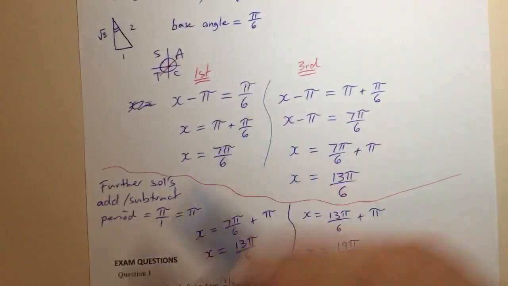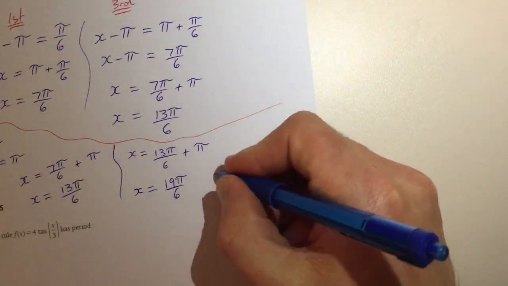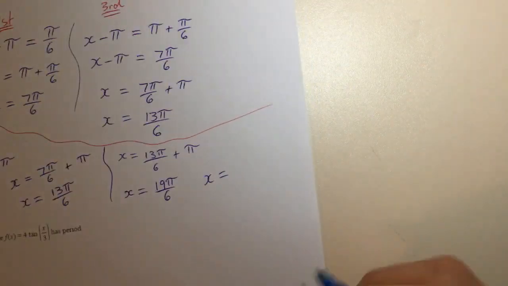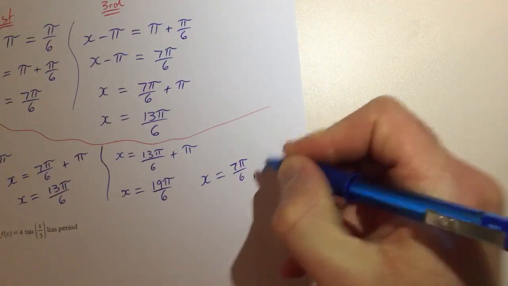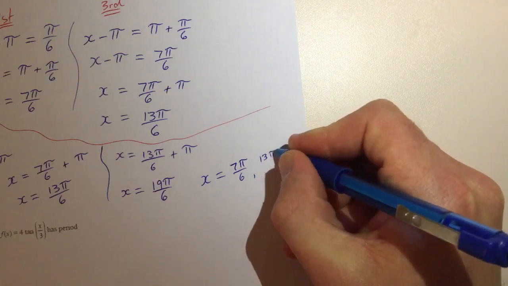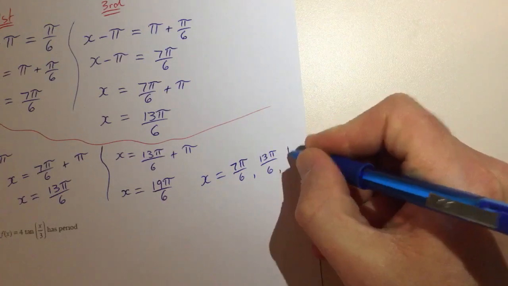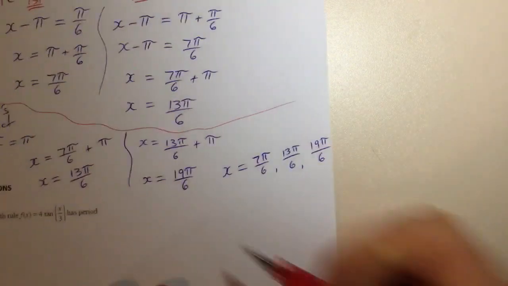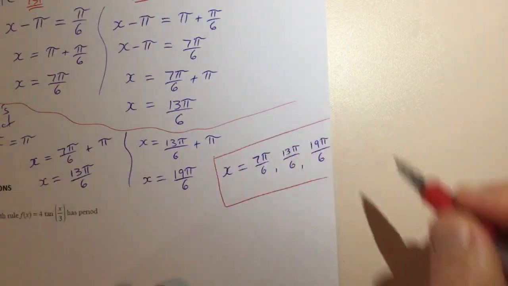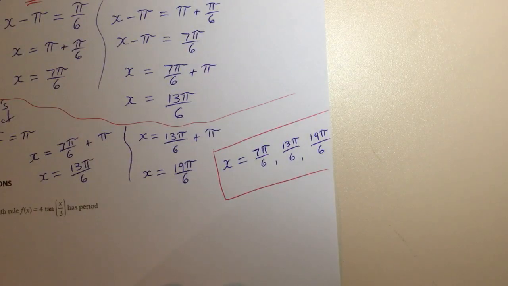My working's a real mess here, so I'm going to write my final answer nice and clear, and I'm just going to say that x is equal to 7 pi on 6, 13 pi on 6, and 19 pi on 6, and I might even put a box around that so that anyone marking my work knows that's my final answer, and hopefully gives me full marks. Okay, we'll go through at least one more in this video.